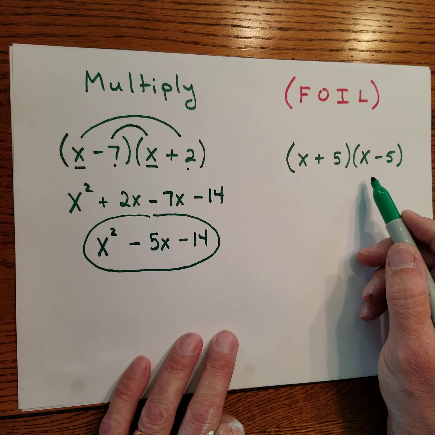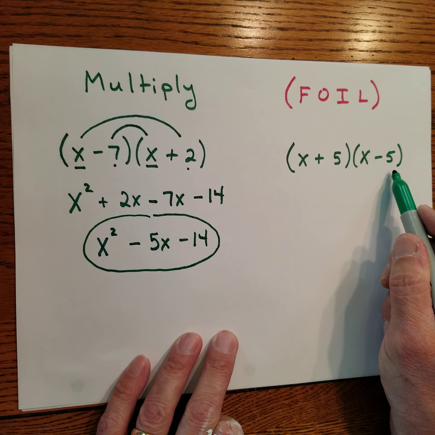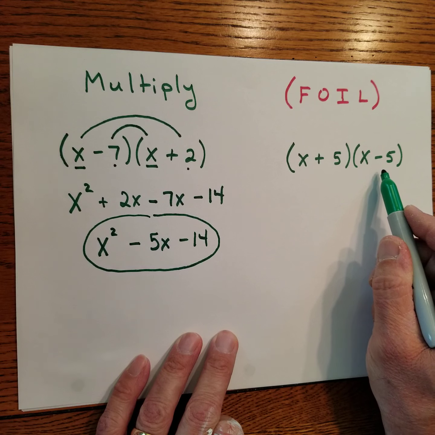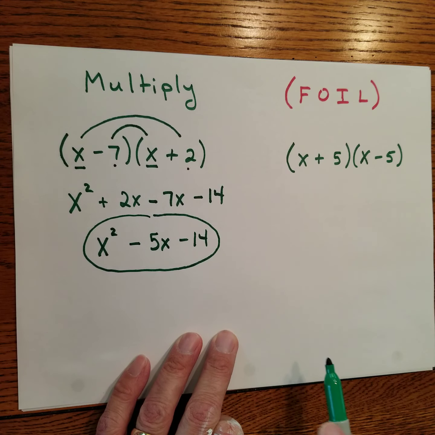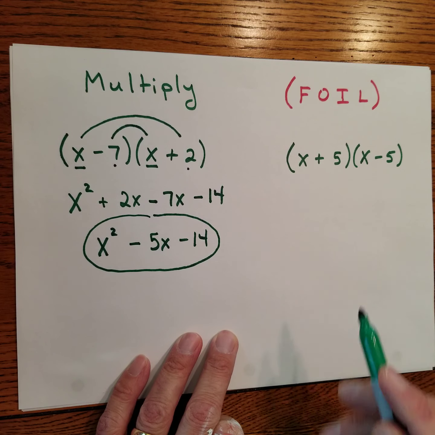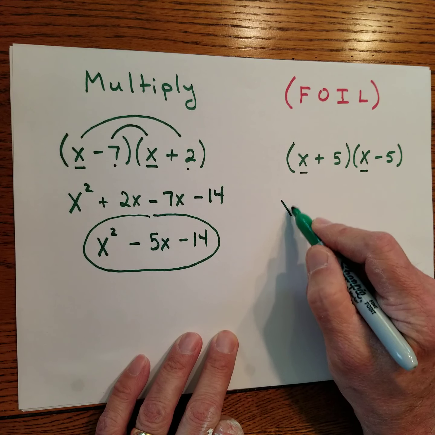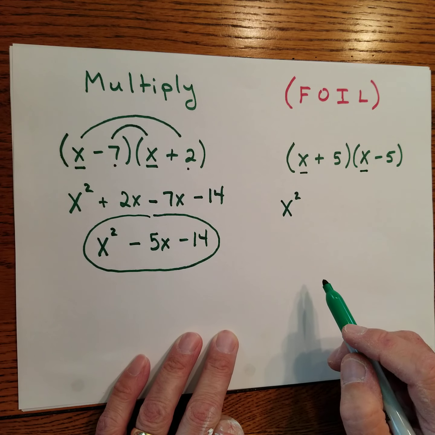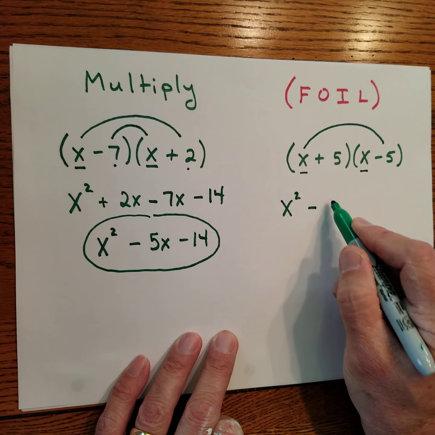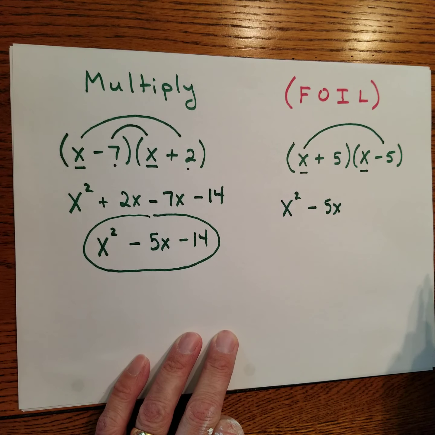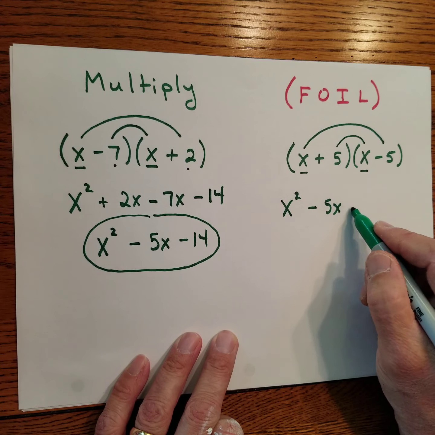This problem is kind of a special case. Notice that the x's match, the 5's match, but one is positive and one is negative. Can you predict what will happen when we multiply the outers and the inners? Let's try it. Multiply the firsts, x times x. Now the outers. That's x times negative 5. That looks like that. Next, multiply the inners. 5 times x.